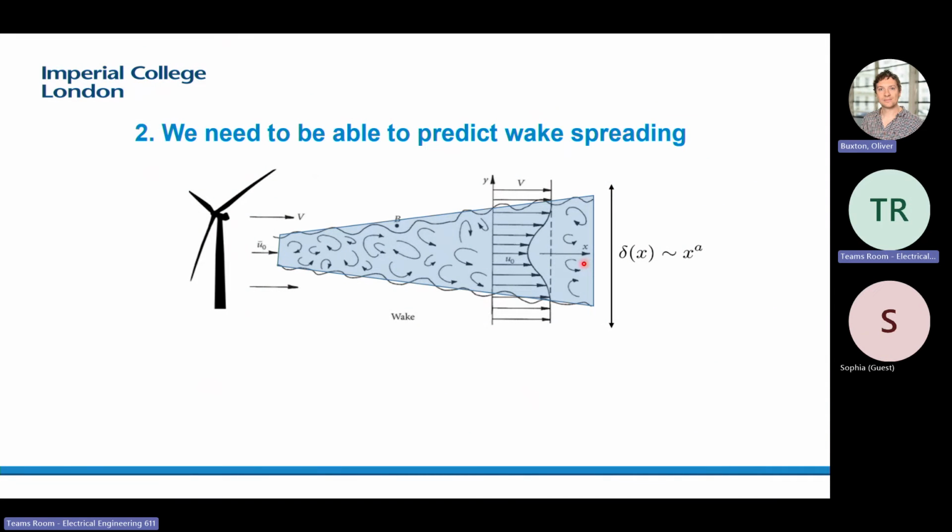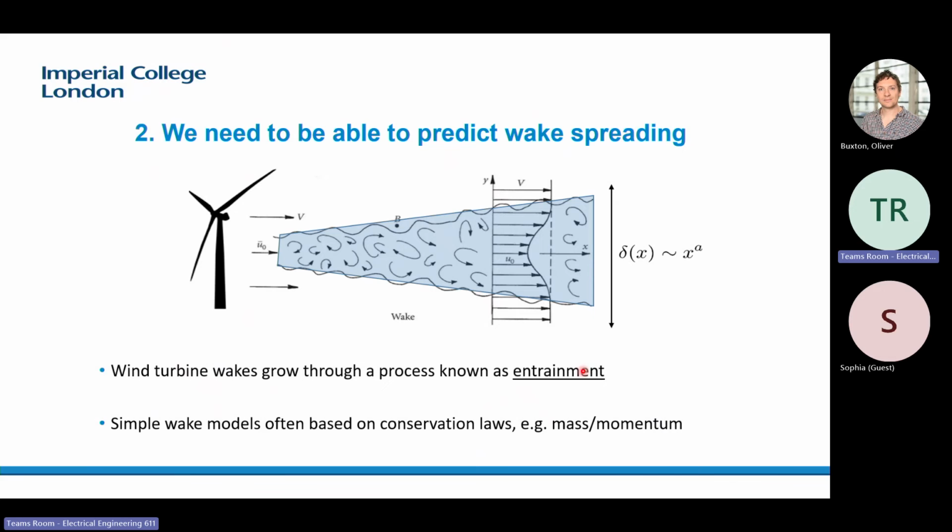Now, point number 2, like I say, we need to be able to try and predict how these wakes spread. And the process through which wakes spread is known as entrainment. And essentially, if we want to come up with a simple wake model, so let's say I want to say that my wake is going to spread like this, I might say that the wake width delta is going to scale with distance x. And the simplest thing I can do is I can say this is going to be some sort of power law. And the simplest power law is I can set A equal to 1, which means I've got linear spreading. And indeed, linear spreading is what is used by the majority of the industrially used wake models.